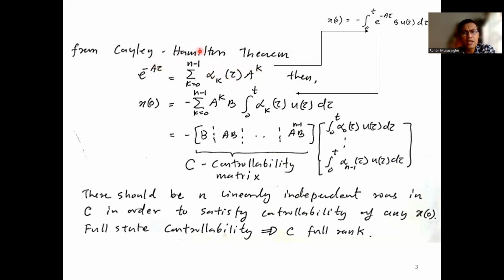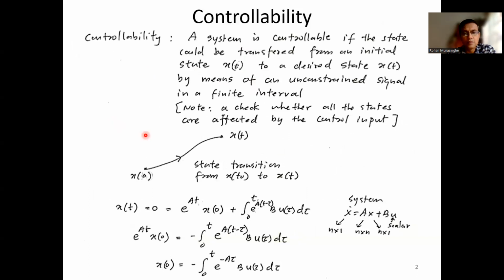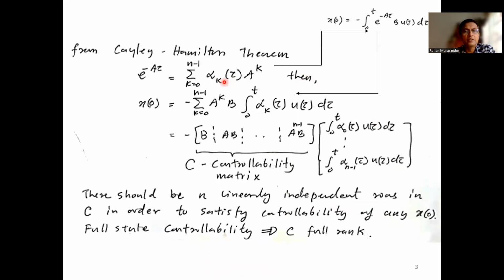So if you use Cayley-Hamilton on this equation, you can replace this e to the minus A t with a summation. Then you can take the summation out and put the integral inside, and write it like that: summation from 0 to n minus 1 of A to the k B, times the integration from 0 to t of alpha k of tau u of tau d tau.